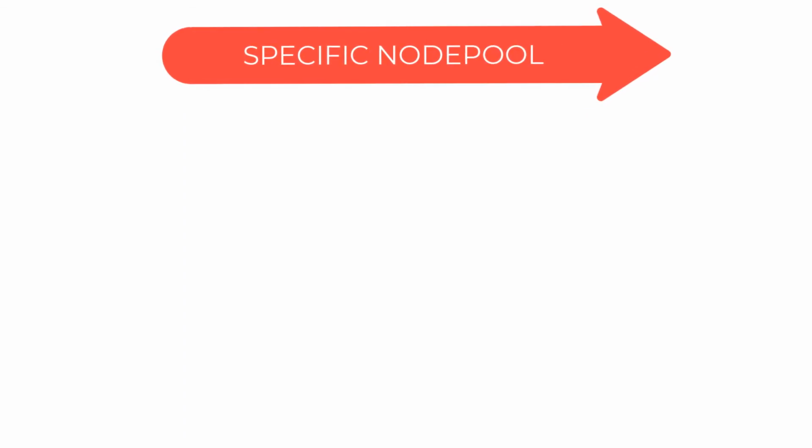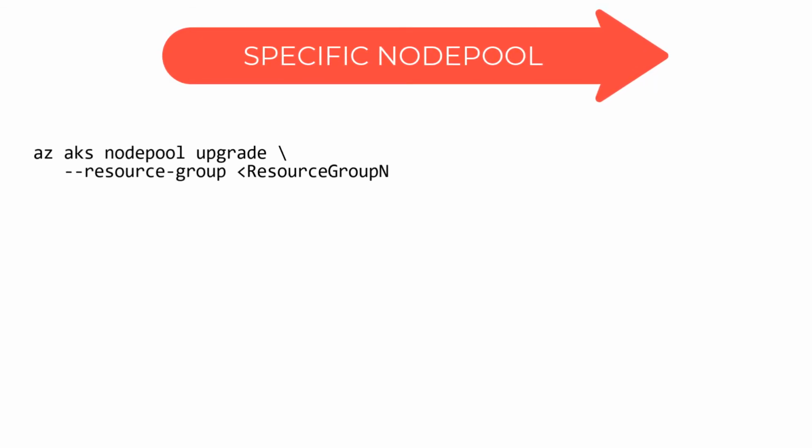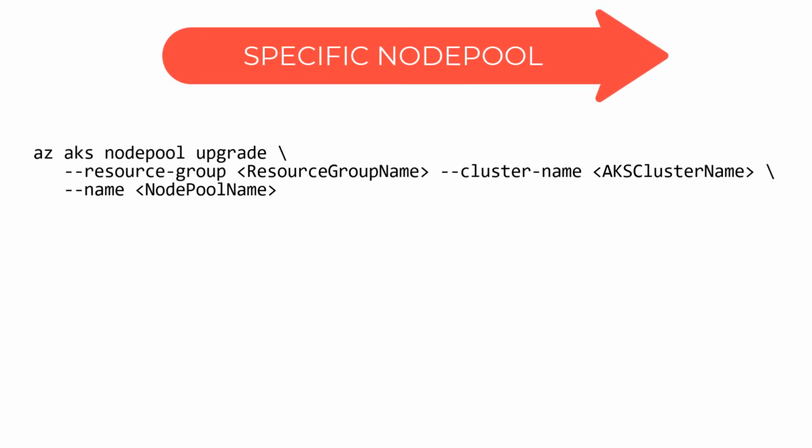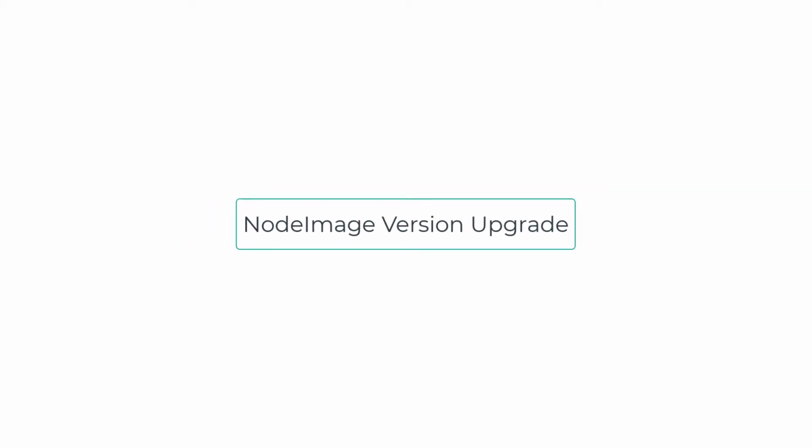If we need to upgrade the Kubernetes version on only specific node pools, we can run the following commands by specifying the node pool name and the desired Kubernetes version. We talked about Kubernetes version upgrades. Let's now talk about NodeImage upgrades.